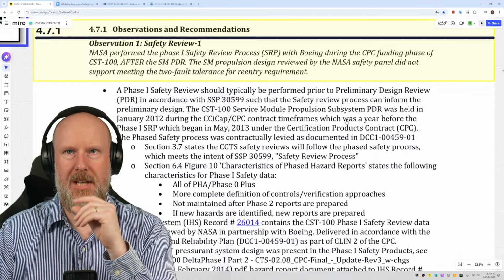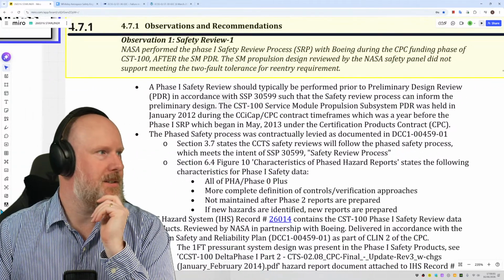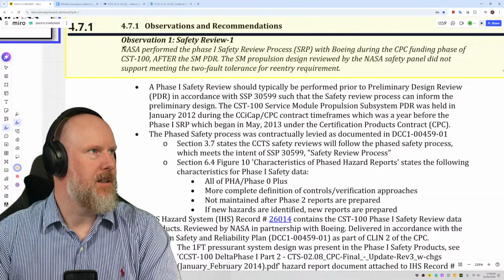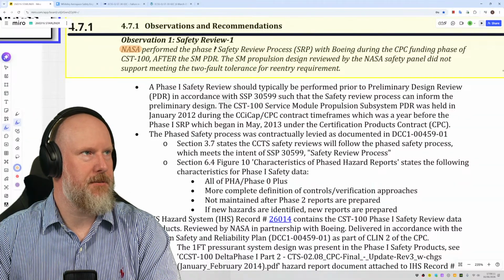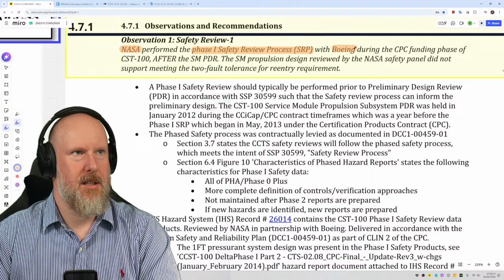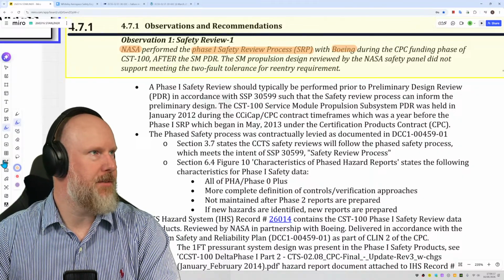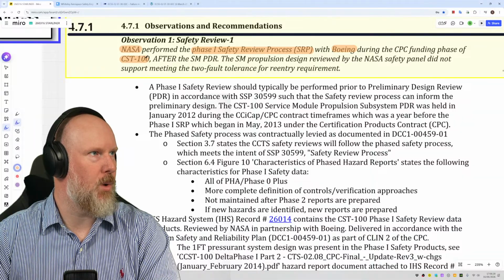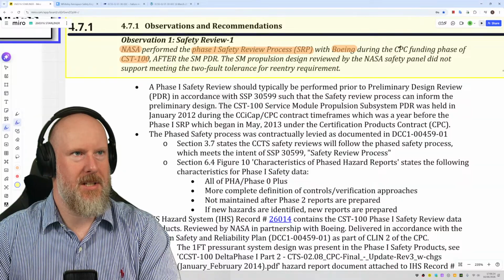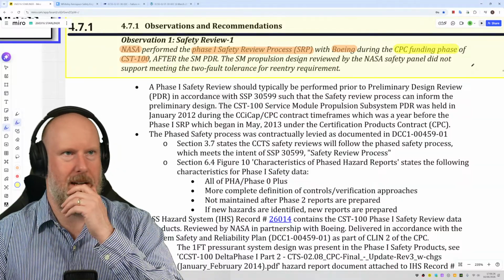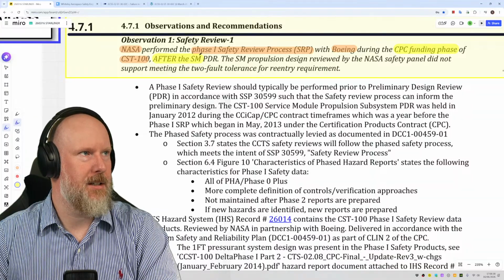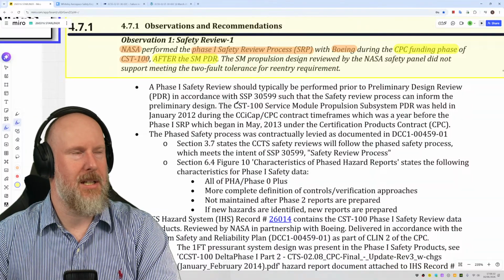So observation 1, safety review number 1. NASA performed the phase 1 safety review process with Boeing during the CPC funding phase of CST-100. So the CPC funding phase is a particular time period, I'm interpreting. And this was after the service module PDR.